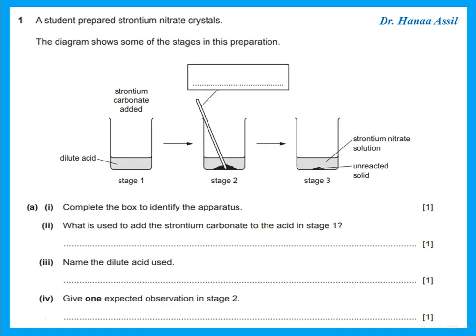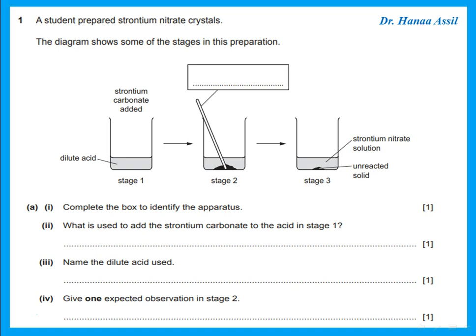So the first question in this paper, of course, paper 6 is the alternative to practical. The question says, a student prepared strontium nitrate crystals. The diagram shows some of the stages in this preparation. So he has stage 1 in which strontium carbonate was added to acid. Then stage 2, he's stirring the mixture. And then in stage 3, he has the strontium nitrate solution that he was trying to prepare and unreacted salt.